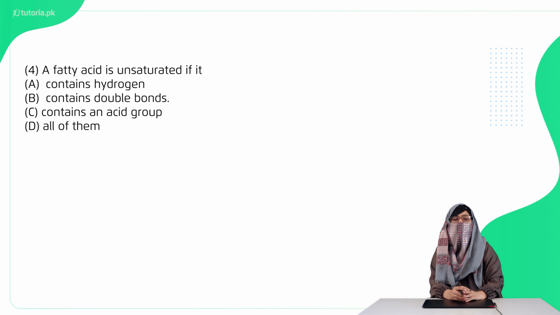Question 4 है a fatty acid is unsaturated if it option A contain hydrogen, option B contain double bond, option C contain an acid group, option D all of them. The right option है option B contain double bond.